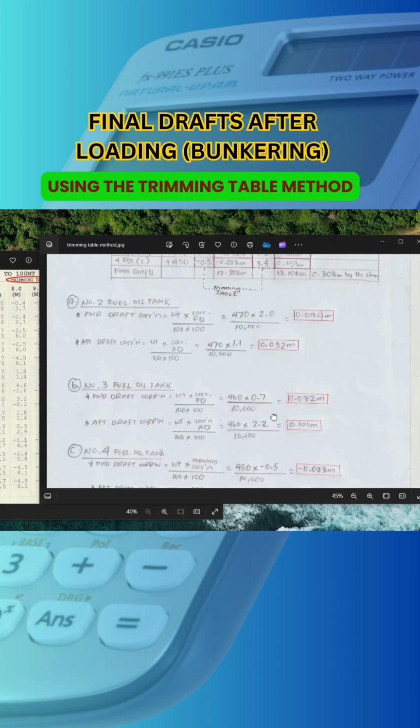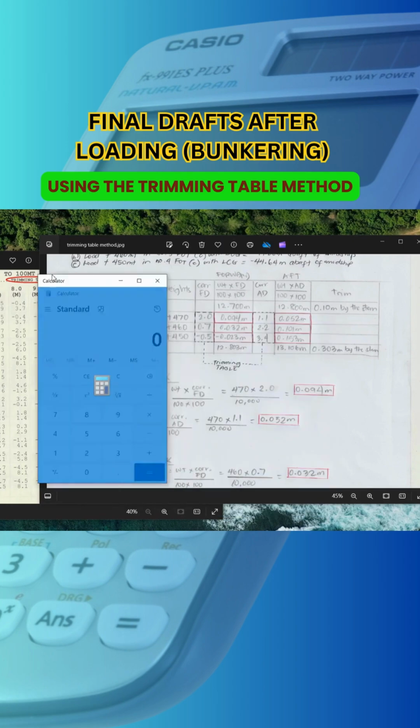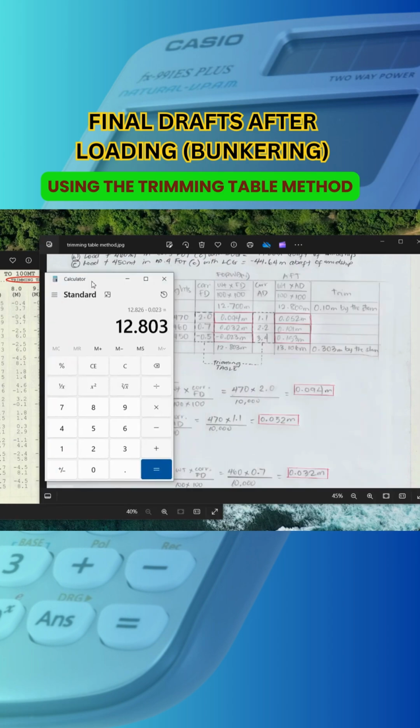Just like here. Now if you add and subtract, let's do it in real time. I'll show you my calculator. So 12.7 plus 0.094 plus 0.032 minus 0.023 equals 12.803 for the forward draft. This is our final.